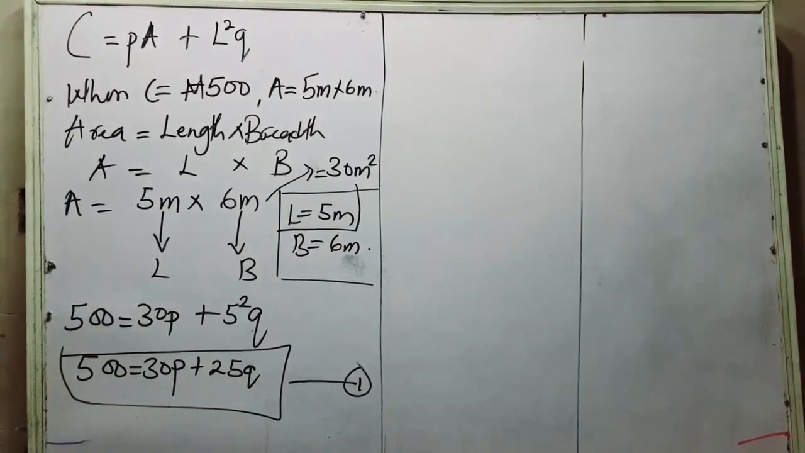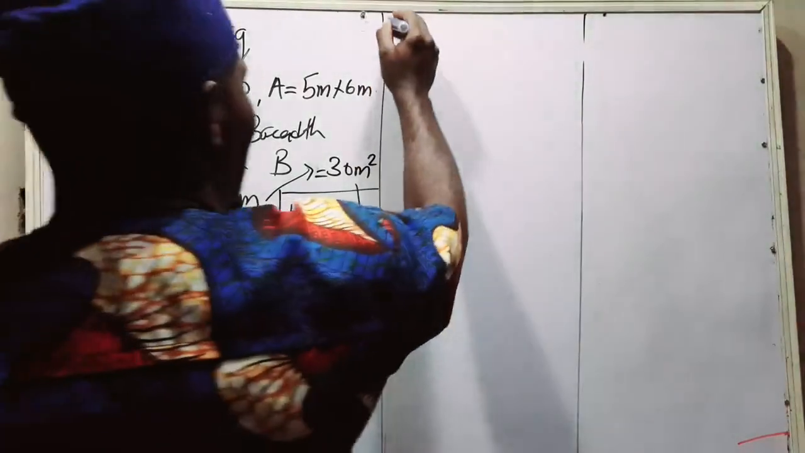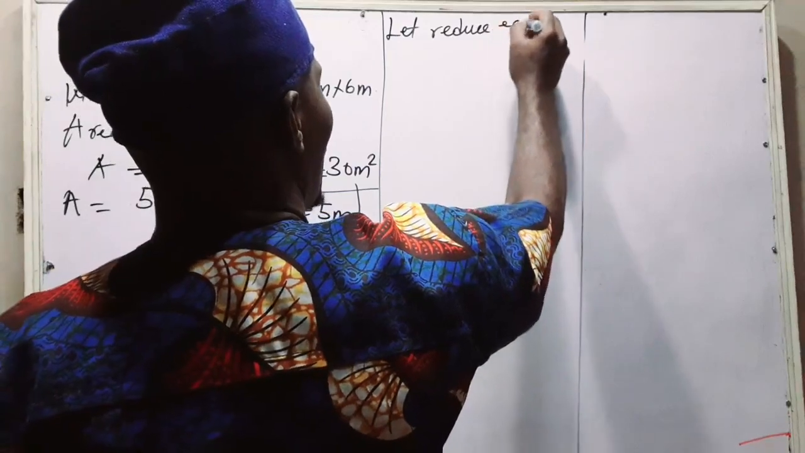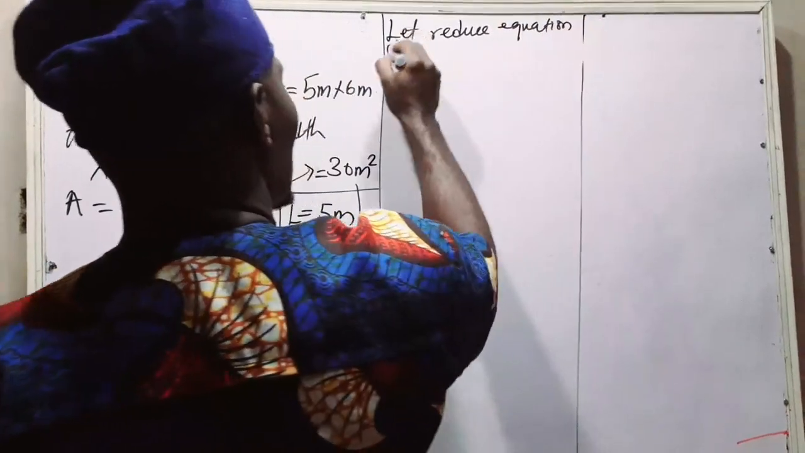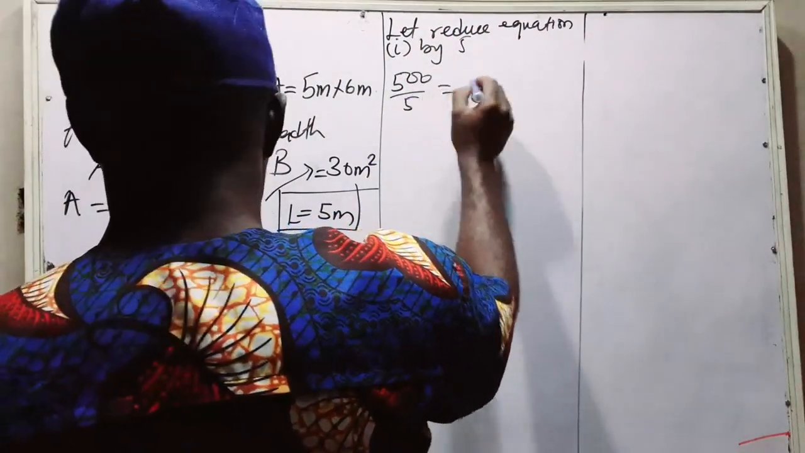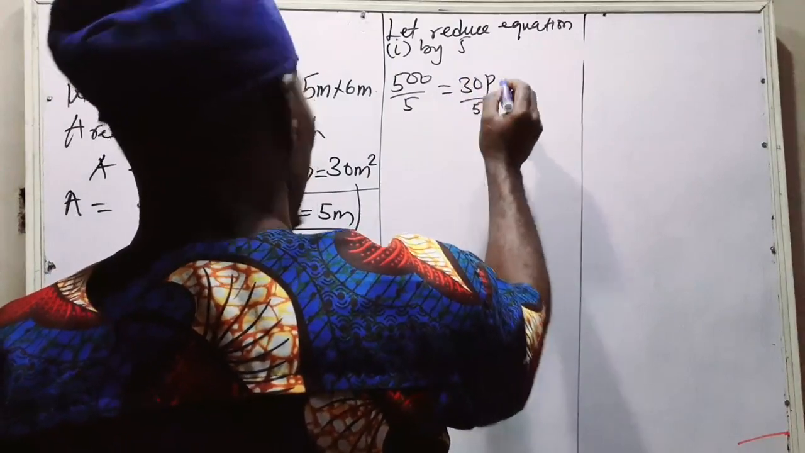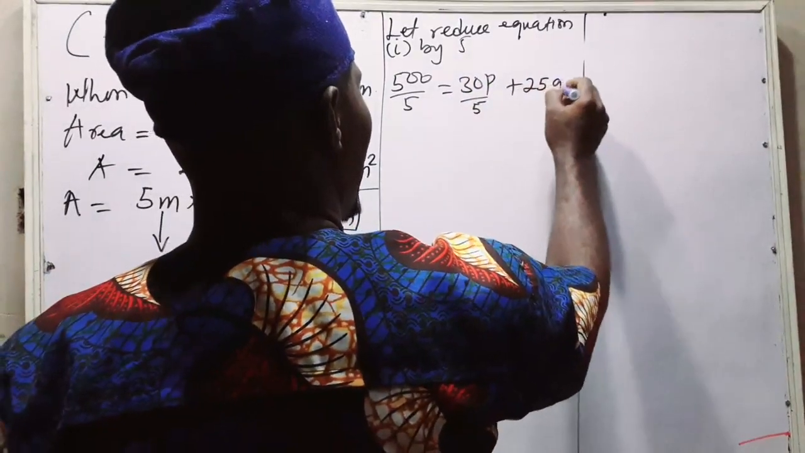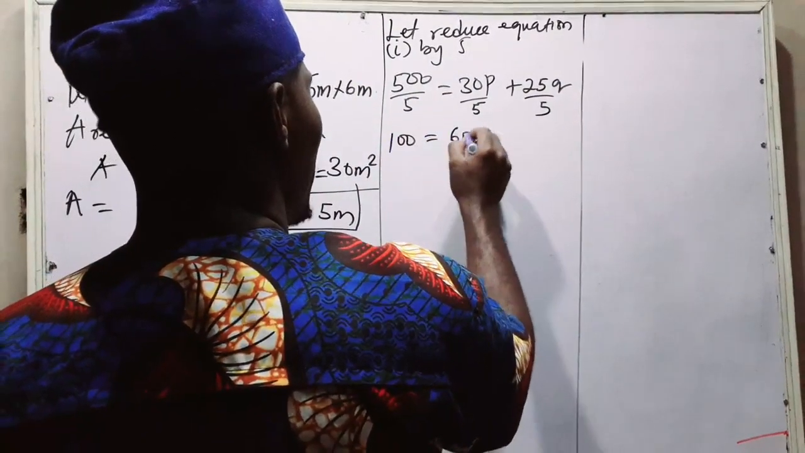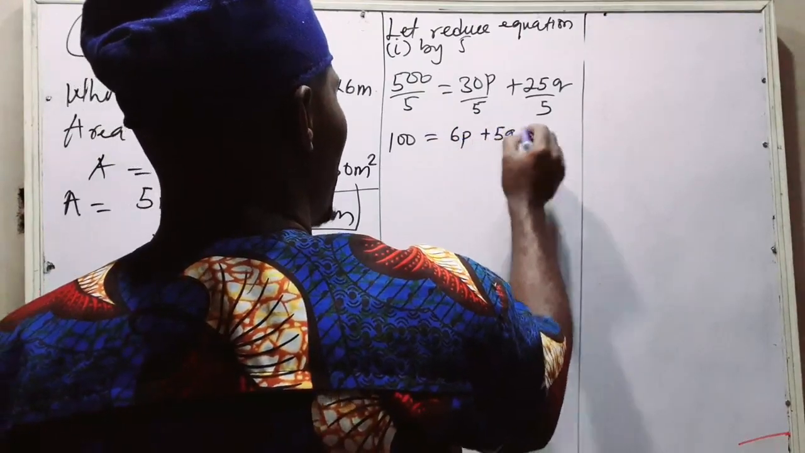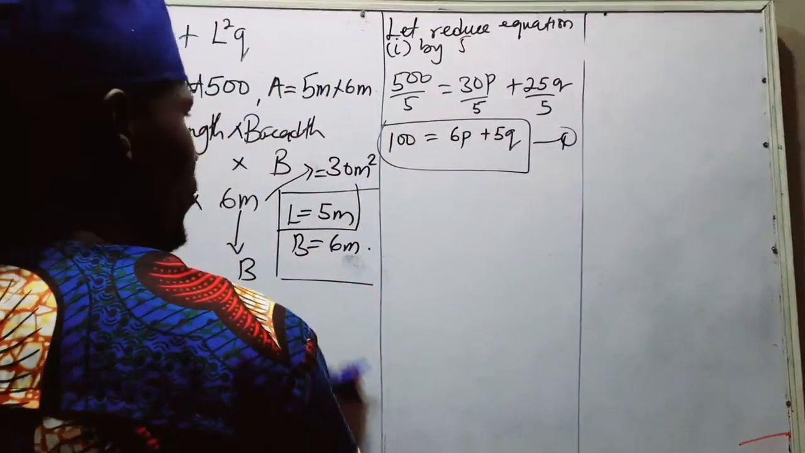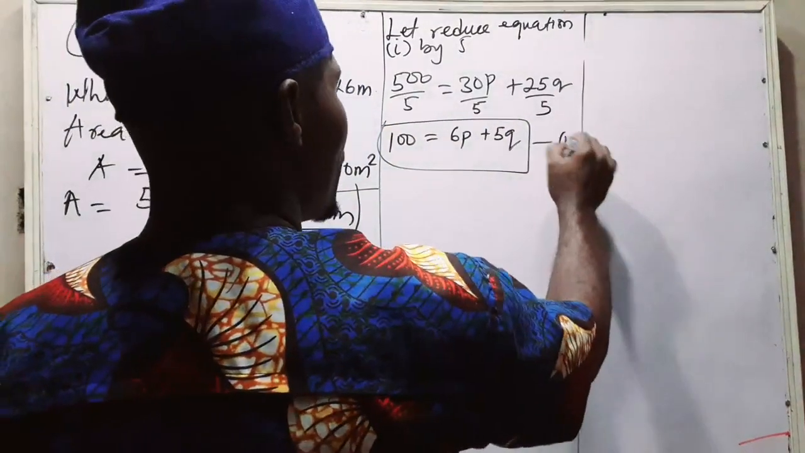Now let's reduce equation 1 by 5. So we have 500 over 5 is equal to 30p over 5 plus 25q over 5. So we have 100 is equal to 6p plus 5q. We are still in equation 1; we have just reduced it to make our values simple. That's why we reduce it by 5.